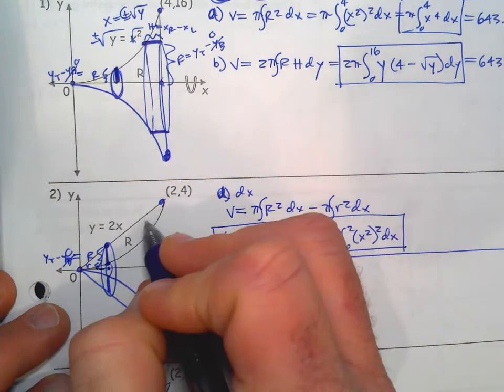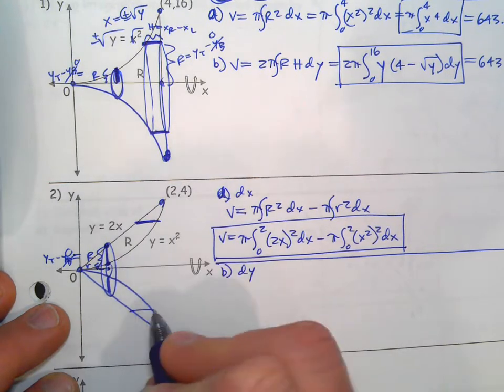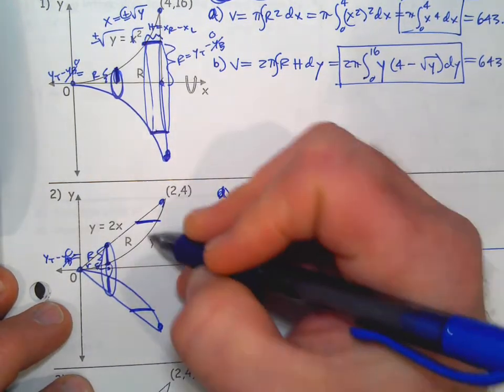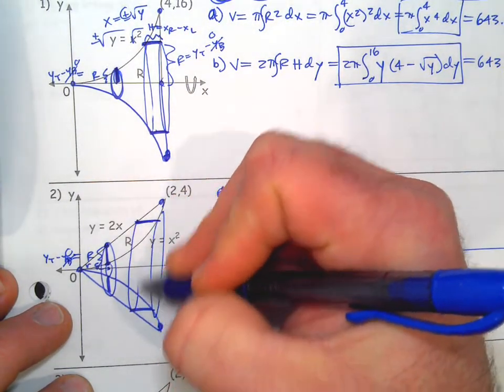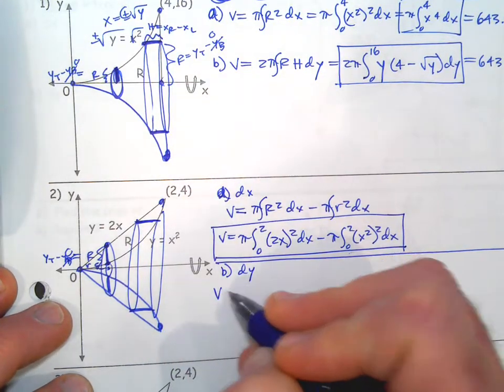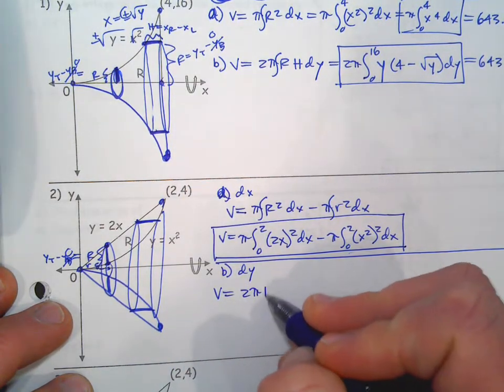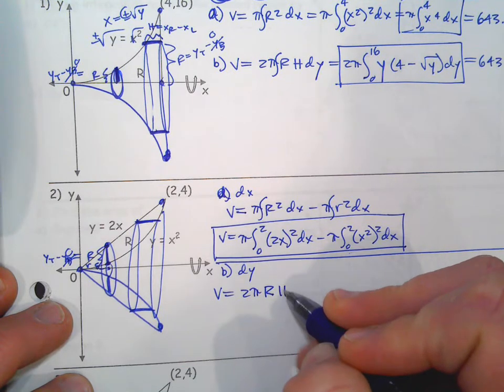Okay, B is going to be dy. So that's a horizontal slice. So I'm going to try and put it over here away from this stuff. And it's parallel to the axis of rotation. So it's going to give you shells. The volume of a shell is, slice it open, 2 pi r h, in this case dy.